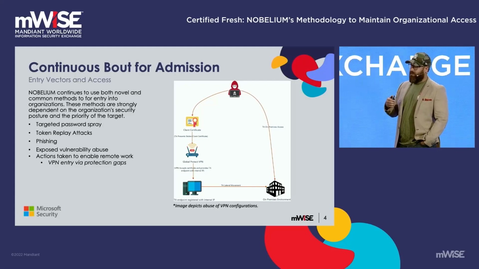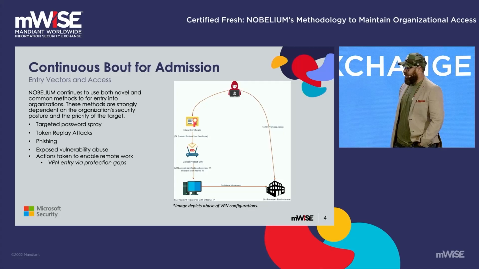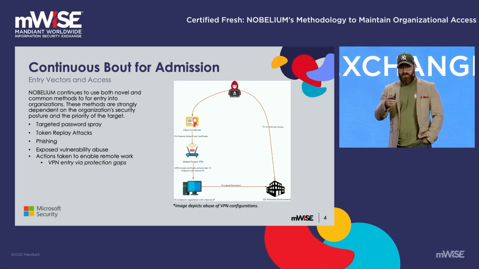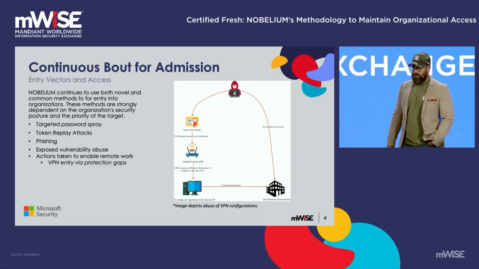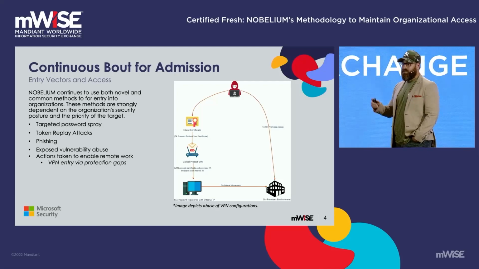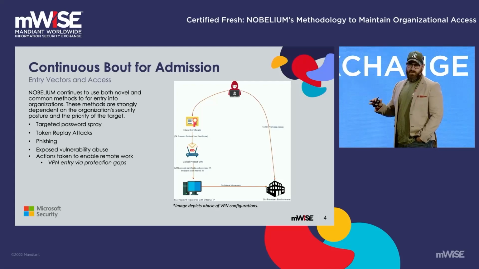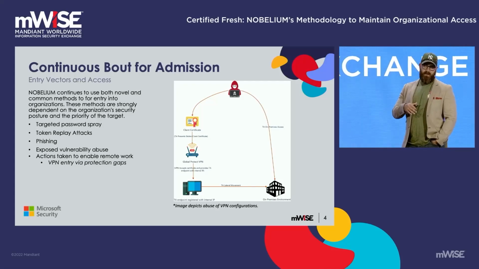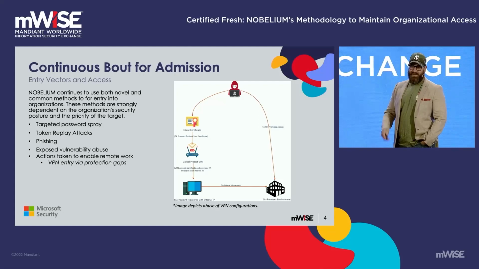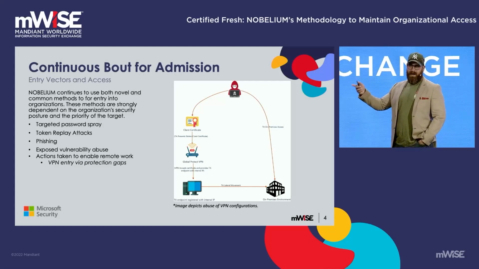And we'll talk a little bit about the eviction efforts in a little bit here, and how they use those things that they capture in the entry vectors and the access and use them later. Fairly common for us to see them use an access vector one time, never use it again. We do an eviction effort, and they come back and use it again. And that's traditionally whenever we identify the previous one.